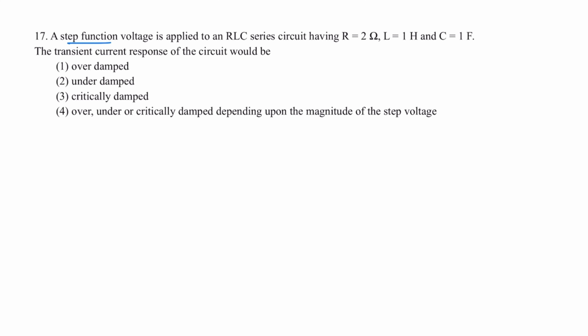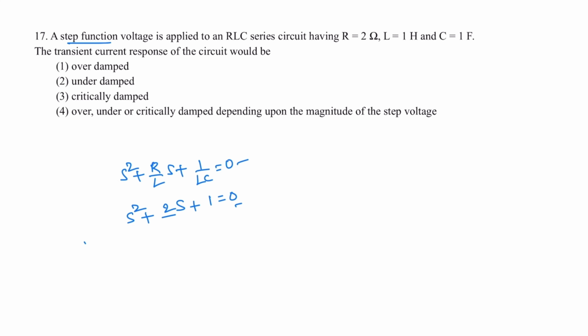Now the characteristic equation for this is S square plus R by L into S plus 1 by LC is 0. So that is S square plus R by L, that is 2 by 1, that is 2S, plus 1 by LC, 1 by 1 into 1, that is 1, equal to 0. Compare with the standard second order characteristic equation. This is a standard second order, and this is the characteristic equation obtained for the given series RLC circuit.